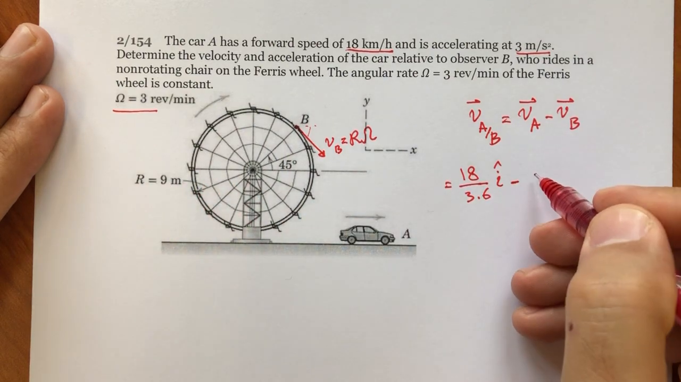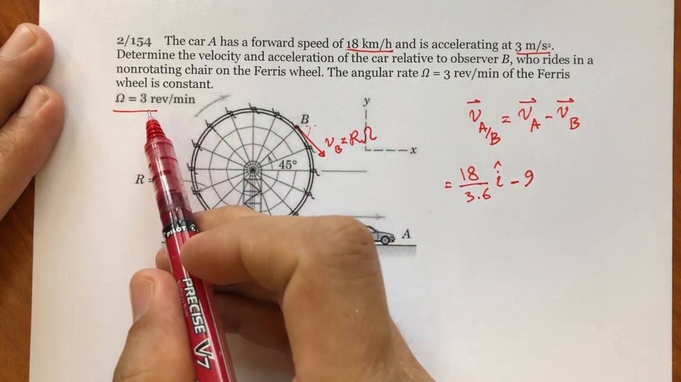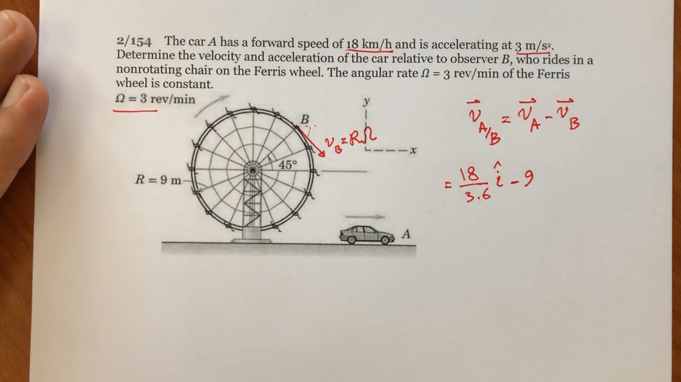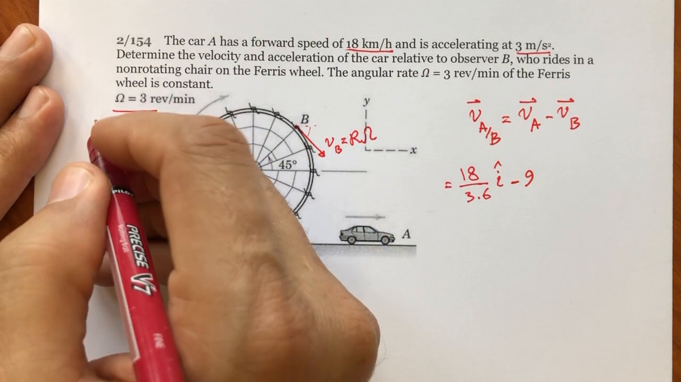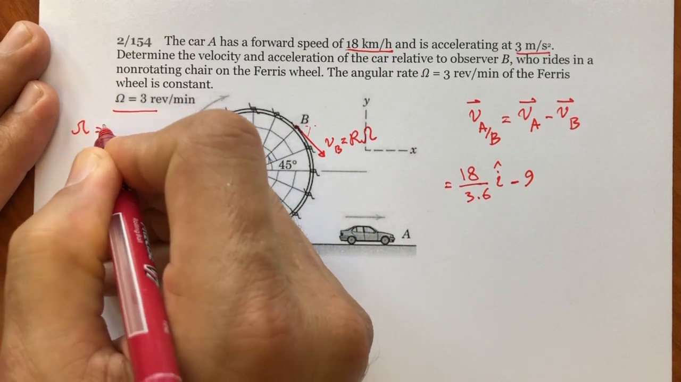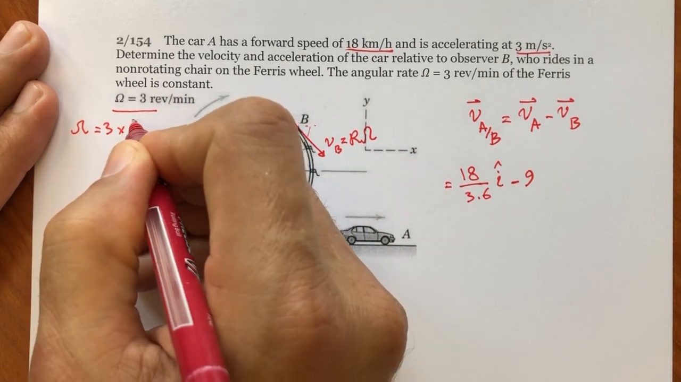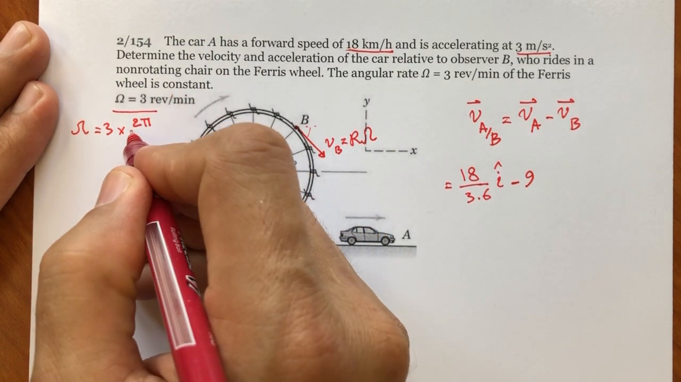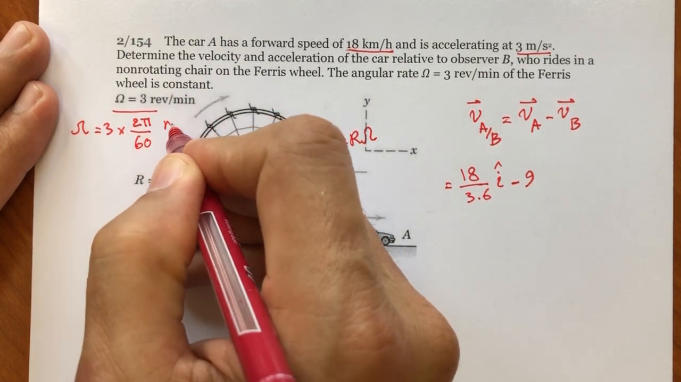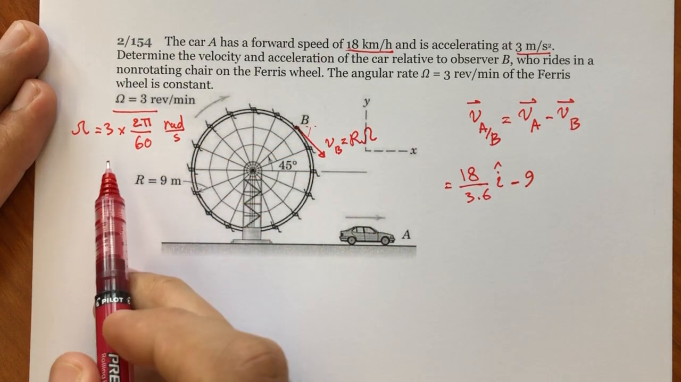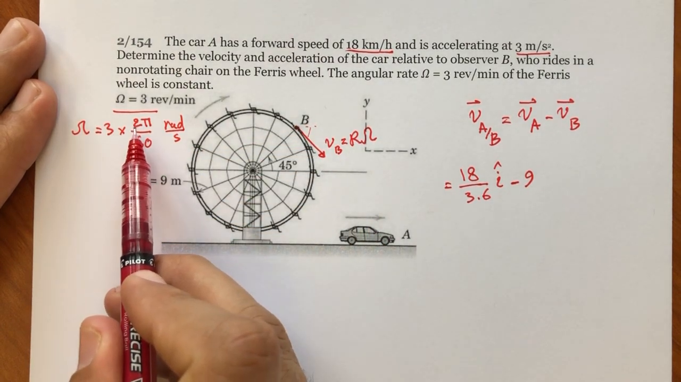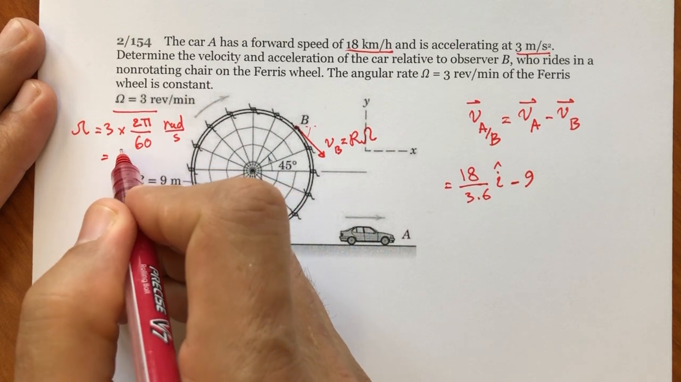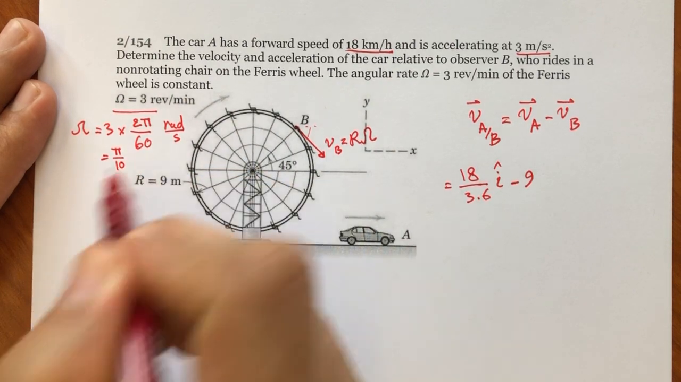R is 9. And omega is given in revolution per minute. We need to change it to radian per second. So it's going to be equal to 3 times, each revolution is 2 pi radian, and minute is 60 seconds. So omega is going to be 3 times 2 pi divided by 60, or it's going to be equal to pi divided by 10 radian per second.